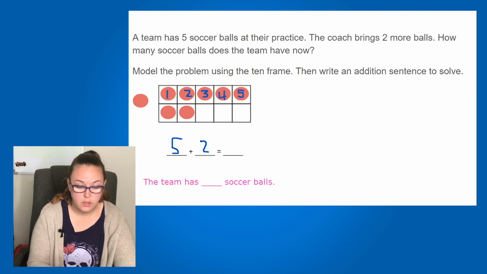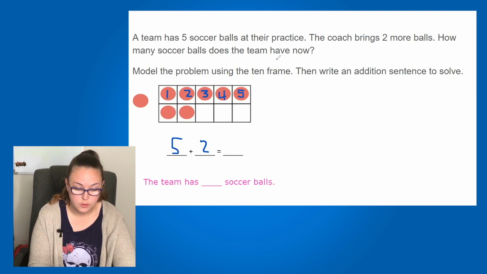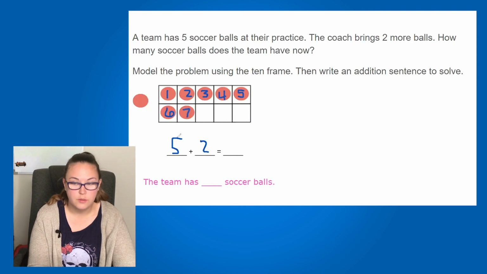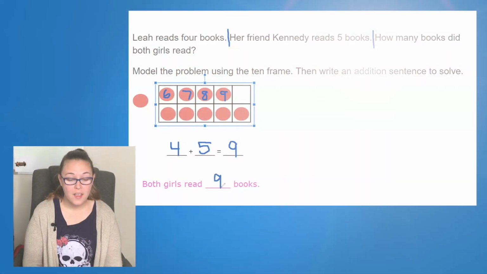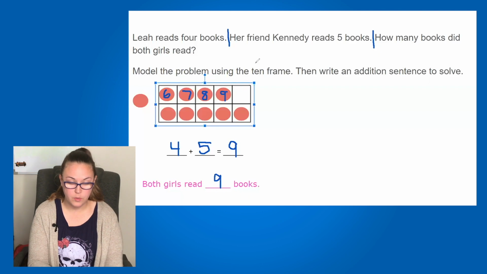So using our counters, we have 5 in the first row. What comes after 5? That's right, 6 and 7. So what's 5 plus 2? That's right, 5 plus 2 equals 7. That means the team has 7 soccer balls. Great job. There's one more problem that we're going to solve today.